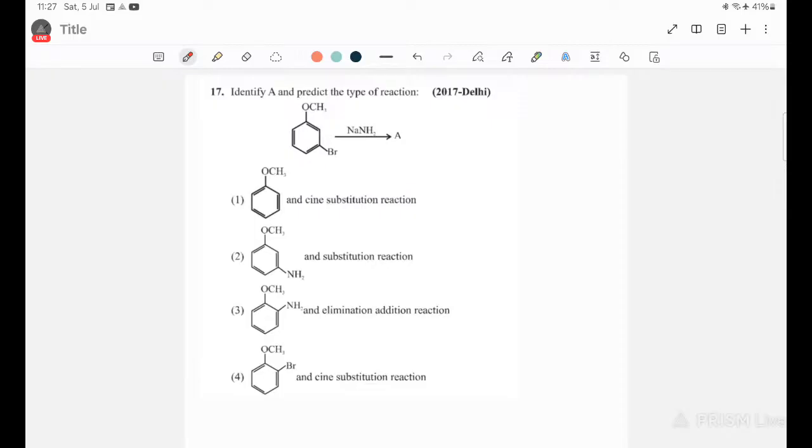Now go through question number 17. We have already done question number 17 in our regular classes, I think mostly in our haloarene part. So what should be the correct option here? Question number 17.